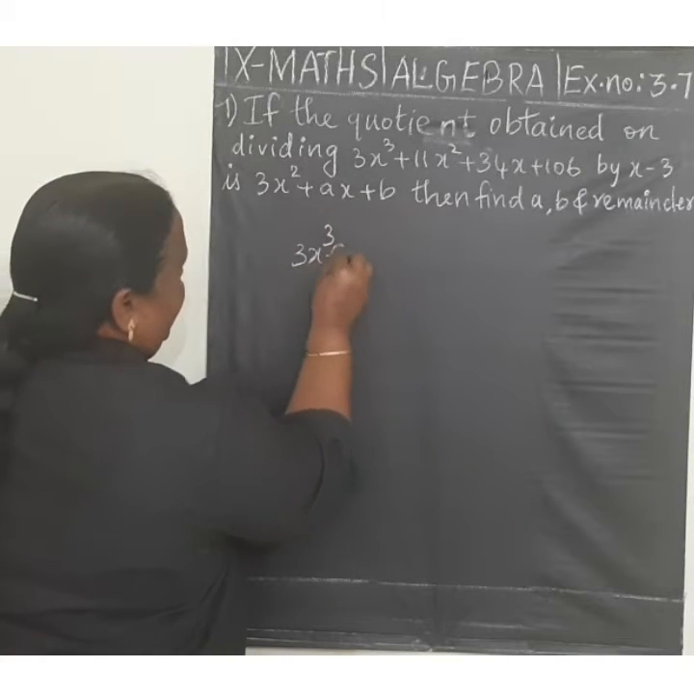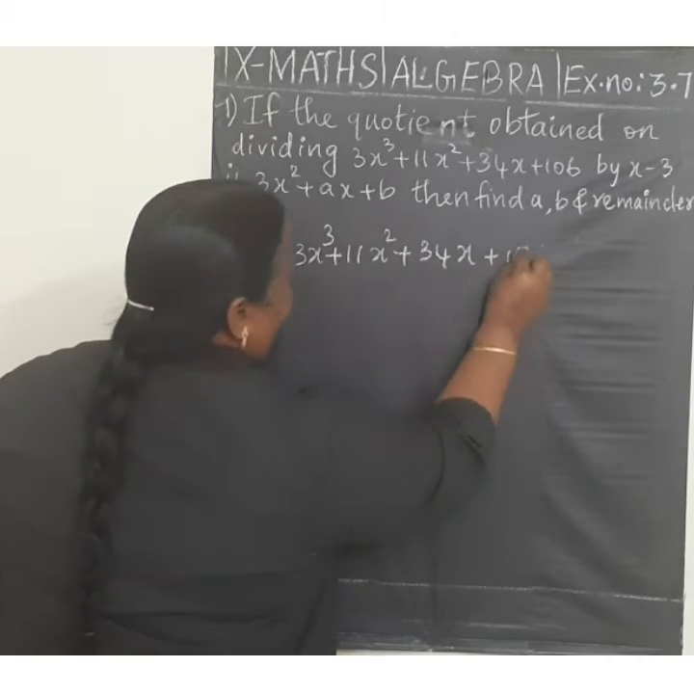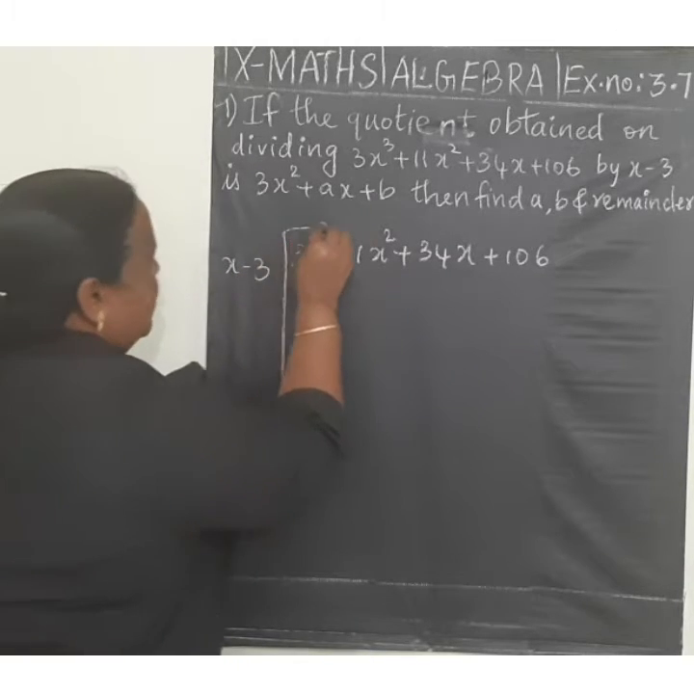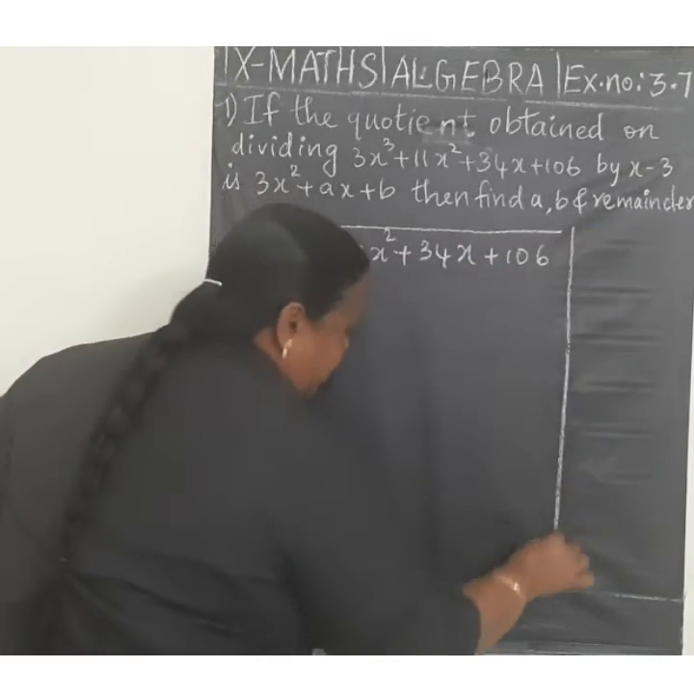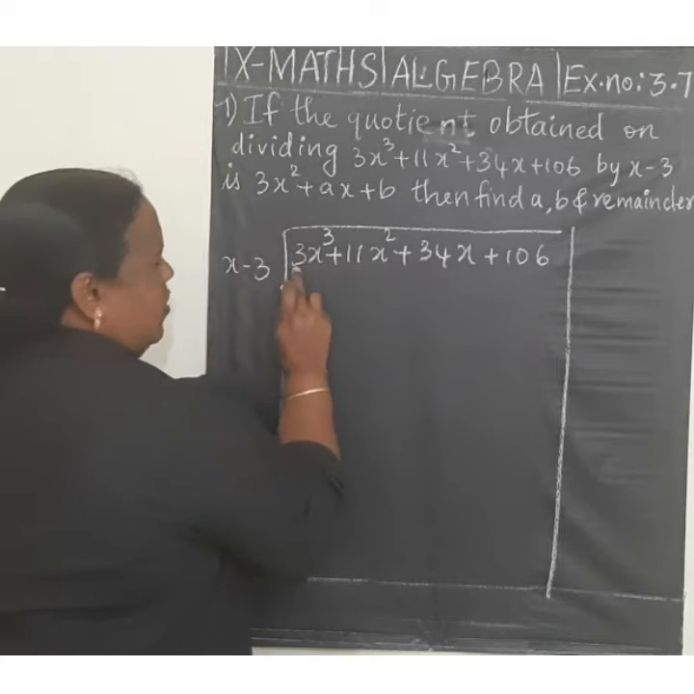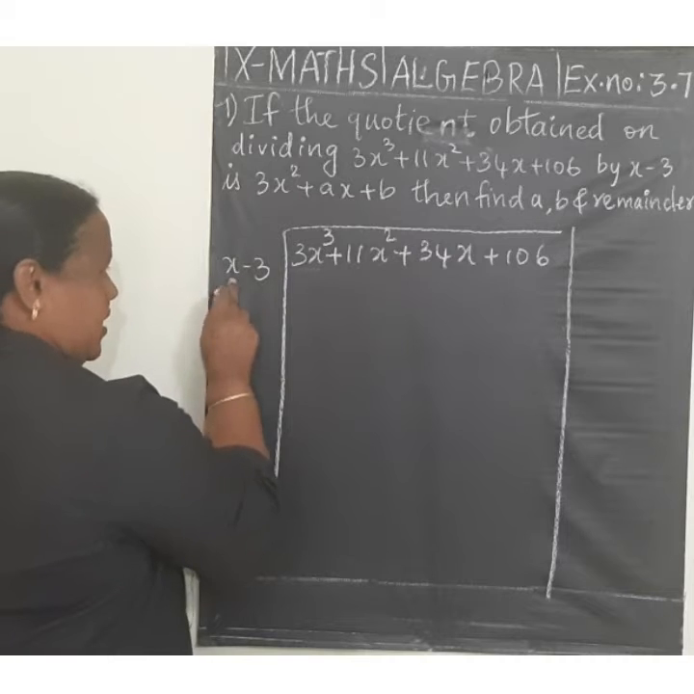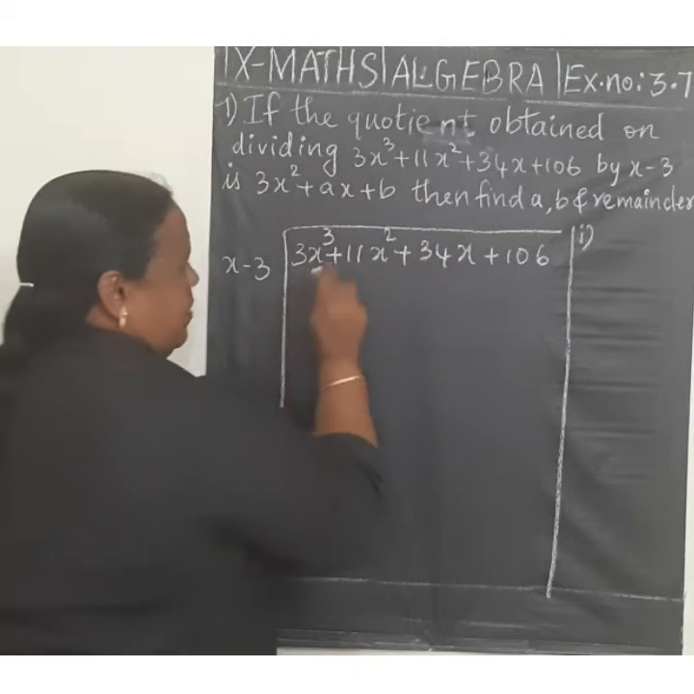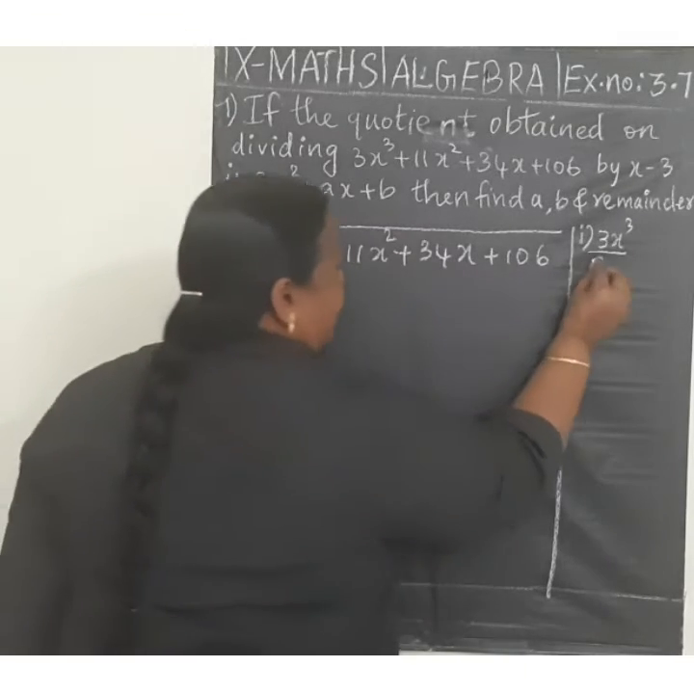3x cube plus 11x square plus 34x plus 106 divided by x minus 3. This is the dividend, this is the divisor. In the dividend we take the first term, and in the divisor we take the first term, and we divide. So the first step: in the dividend the first term is 3x cube, and the divisor's first term is x, so 3x cube by x.